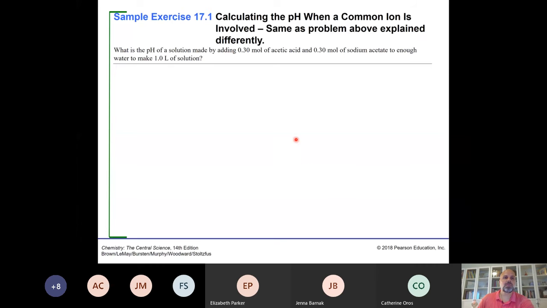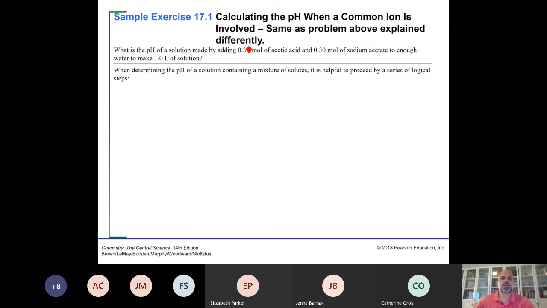So here's a sample problem. It says, what is the pH of a solution made by adding 0.30 moles of acetic acid and 0.30 moles of sodium acetate to enough water to make 1.0 liter of solution? This is the exact same problem we just covered, and hopefully everybody realizes that. So we're going to go through and describe the solution in a slightly different way.